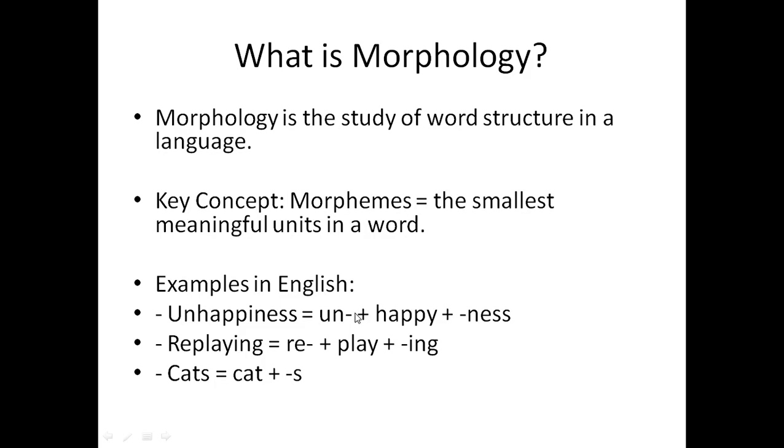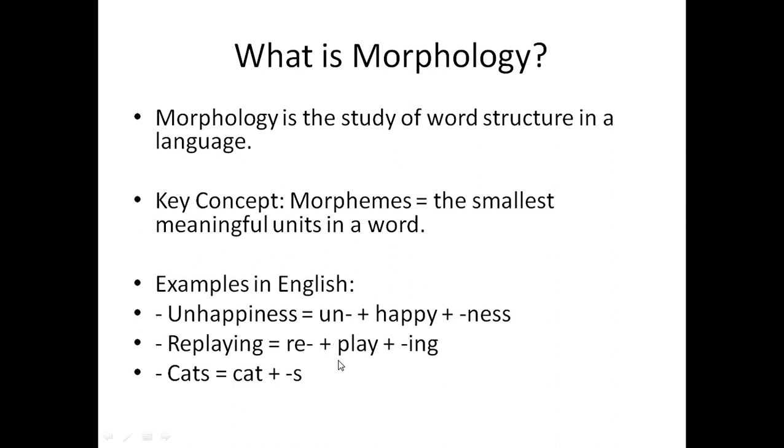So each of those parts is a morpheme. Now, un is a bound morpheme, meaning it cannot exist on its own. Happy is a free morpheme because it can exist on its own. Ness is a bound morpheme because it needs to be attached to a free morpheme. Same thing with replaying. We have play, re, and ing. Play is the free morpheme, while re and ing are the bound morphemes.